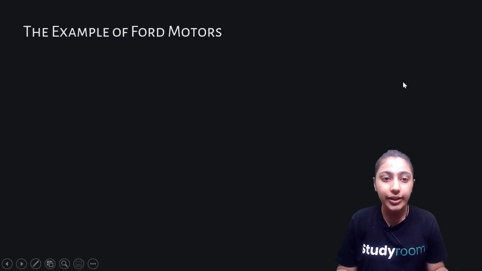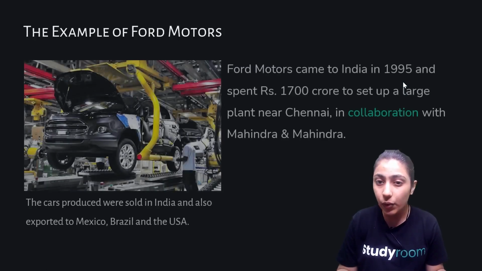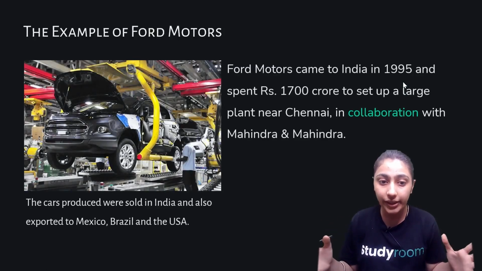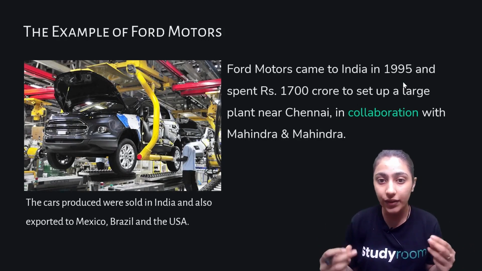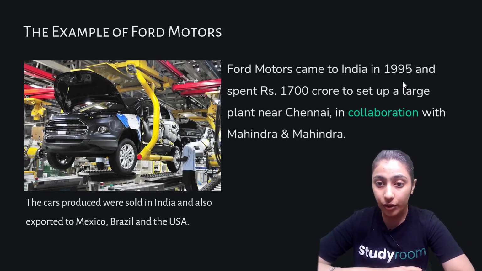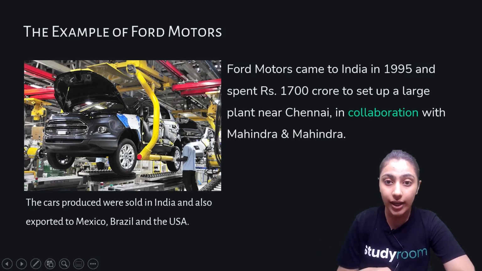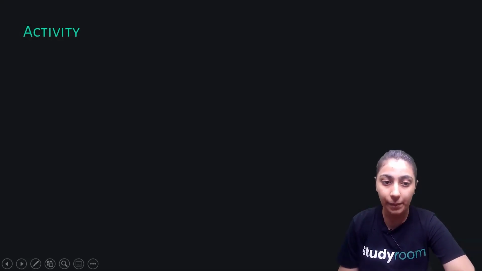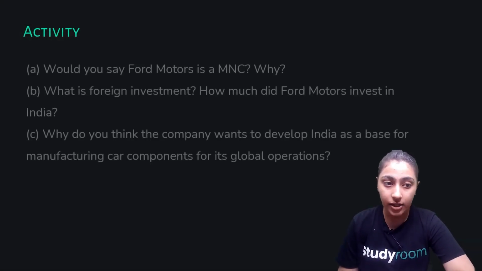Moving forward, the example of Ford Motors. Ford Motors, as all of us know, is a company that produces cars. Let's see the example. Ford Motors came to India in 1995 and spent rupees 1700 crores to set up a large plant near Chennai in collaboration with Mahindra and Mahindra. The cars produced were sold in India and also exported to Mexico, Brazil, and the USA, which is United States of America.